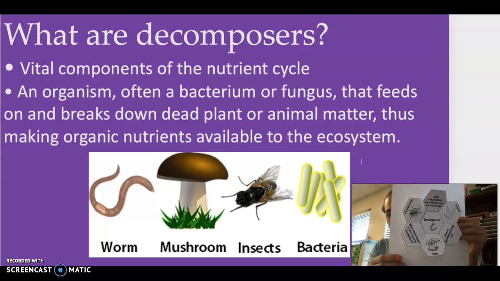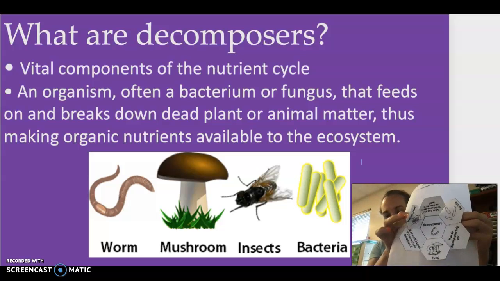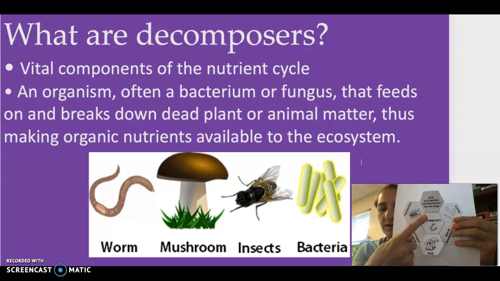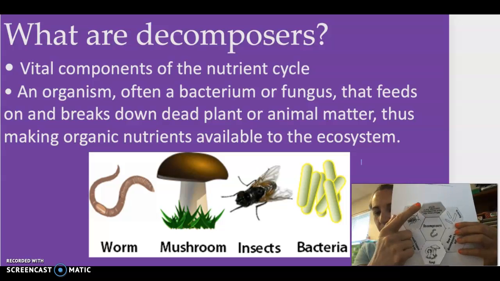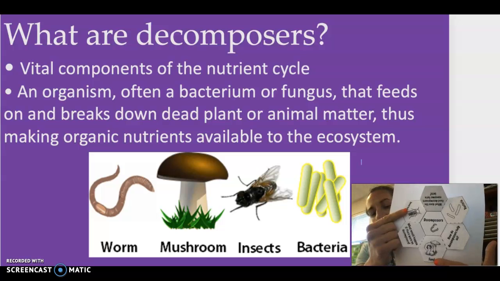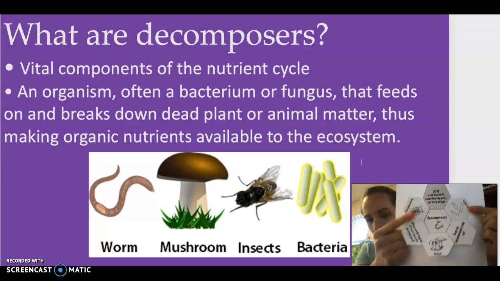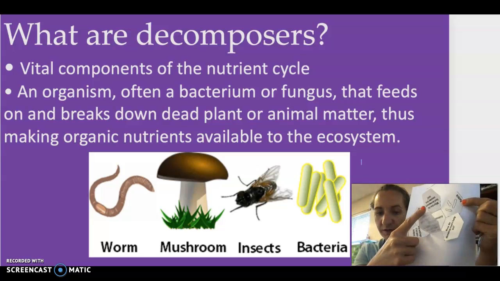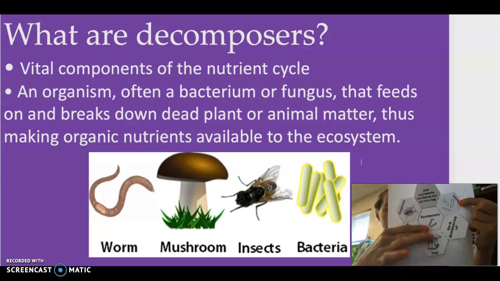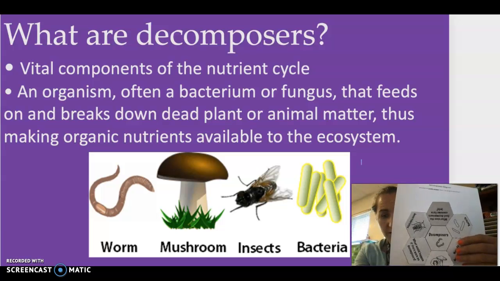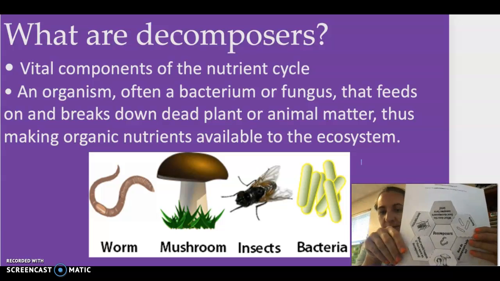All right, so now you should have this all glued down. When you lift up your flaps, each one behind it should be blank. We're going to go through a decomposers PowerPoint, and then you're going to fill in information about each type of decomposer that we learn about in the PowerPoint. Again, you have the bacteria, invertebrates, and fungi. When we learn about it, you're going to lift it up and write some notes about them. You get to pick what notes you write about it. Write down things that will help you remember what they are and what their role is in an ecosystem.